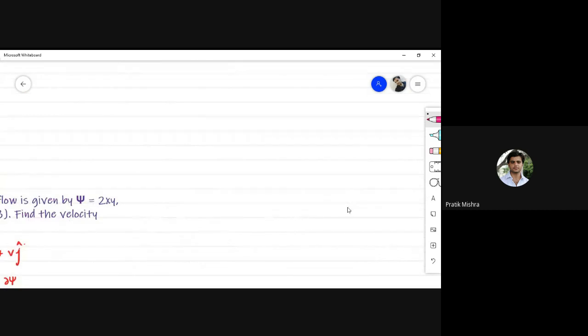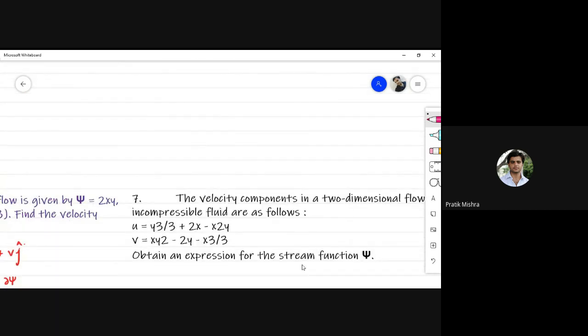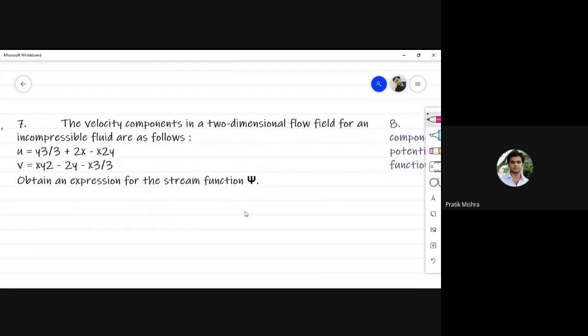Our next question is also very simple. You are given with a velocity component in a two-dimensional flow field for an incompressible fluid flows. आपको u दिया हुआ है, v दिया हुआ है, and you need to obtain an expression for stream function psi. So we know that सबसे पहले u को लिख लेते हैं.